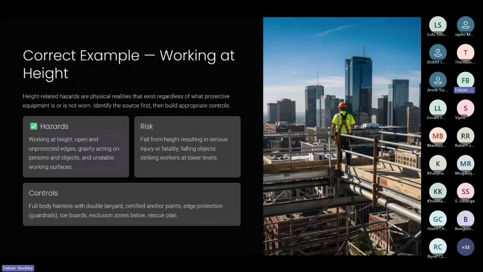Now, quick one before we move on. Did they follow the hierarchy of controls when we were conducting this risk assessment?